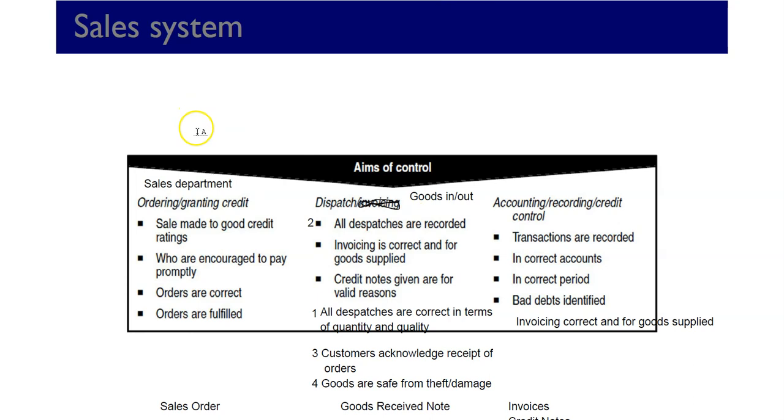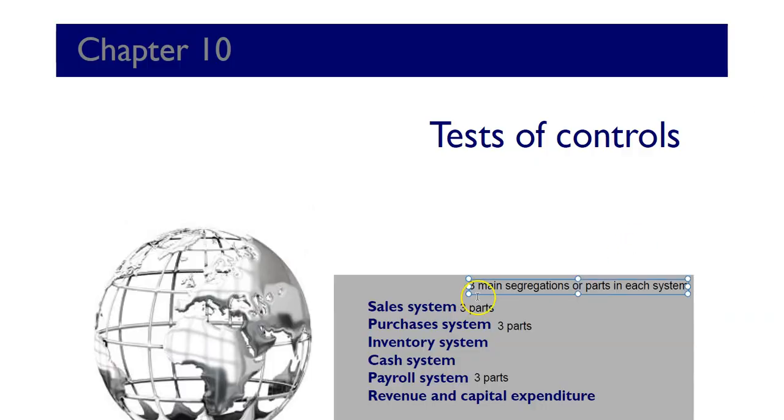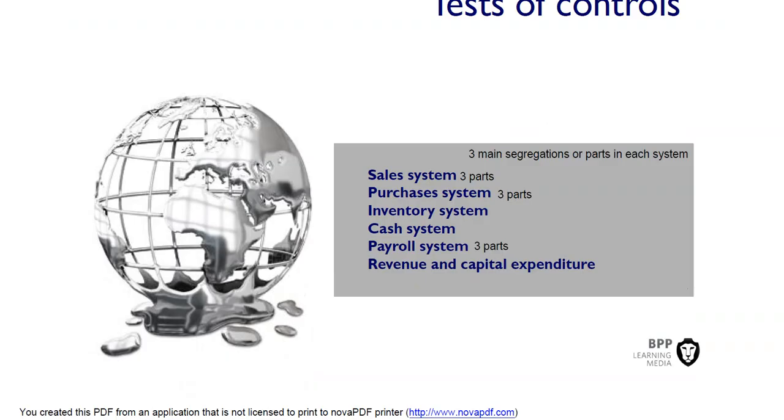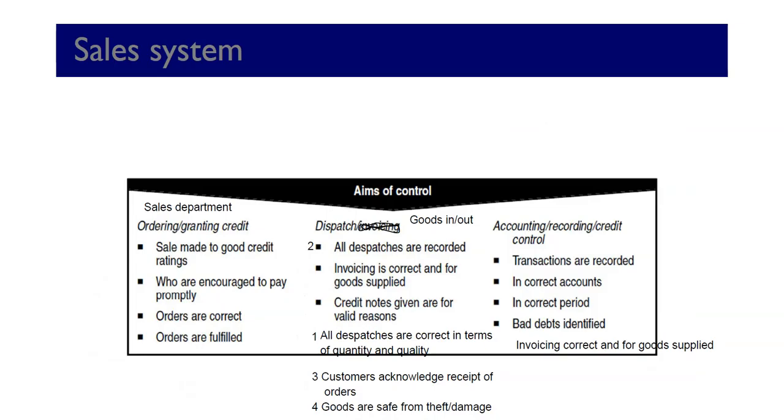Due to segregation of duties, it's divided into three main parts. And you can see here I have three main segregations or parts in each system. So the sales system, purchase system, payroll system, we can divide them into three sections. And it sometimes helps for you to know the sections, what the main controls are in each, and it'll help you then determine weaknesses and then maybe tests of control you need to do.